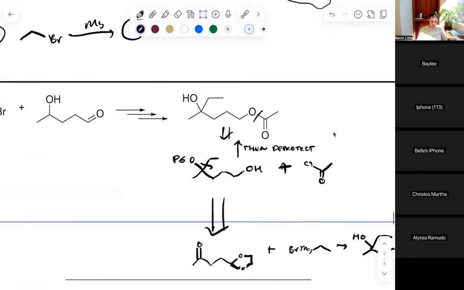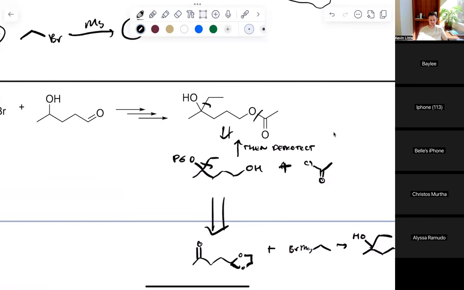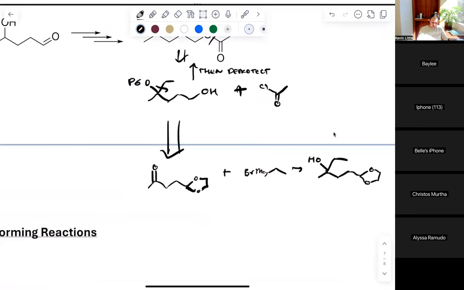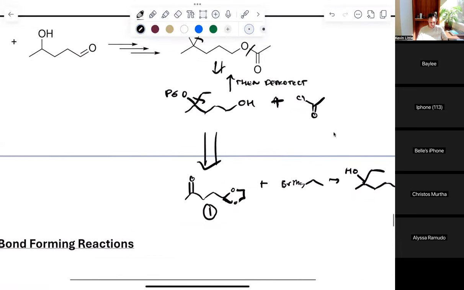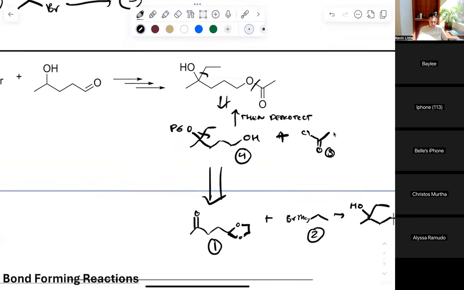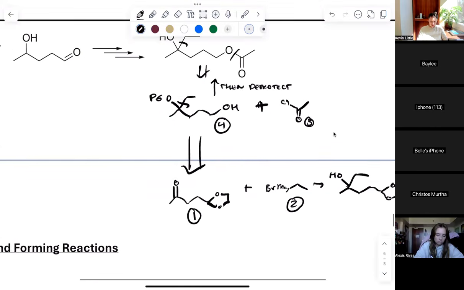These are the major bond forming, right? Those are the two major bond formations that I need to think about. So I need to talk about making one. I need to talk about making two. And I need to talk about making three and making four. Because I haven't described how I make any of those.